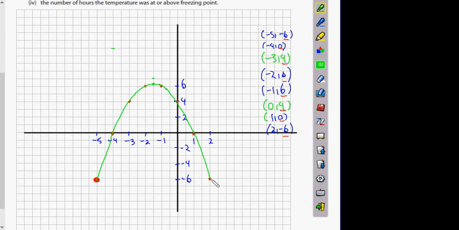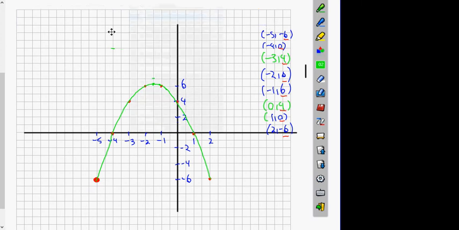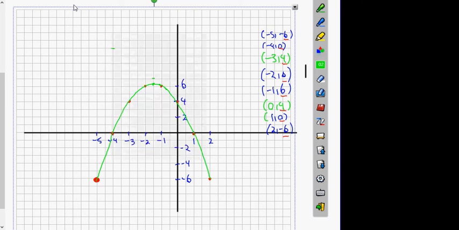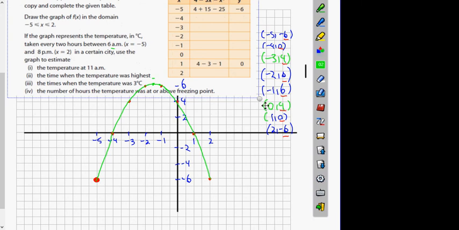Yeah. Now guys, we need to answer some questions now. What are the questions we're being asked? I'll obviously have to, unfortunately for me, drag this down now. So, what's the first question? The time when the temperature was highest?